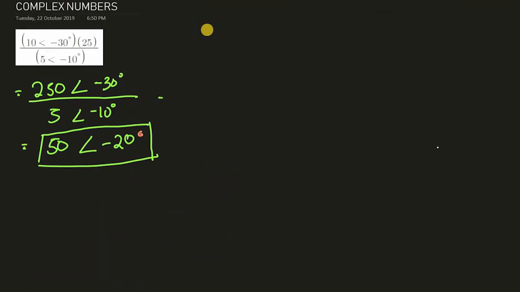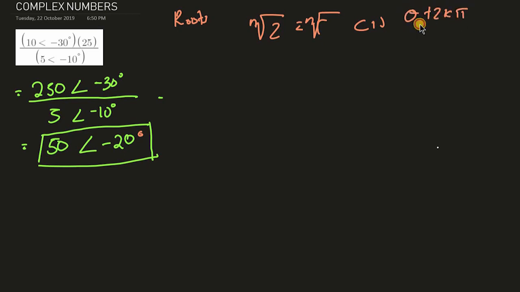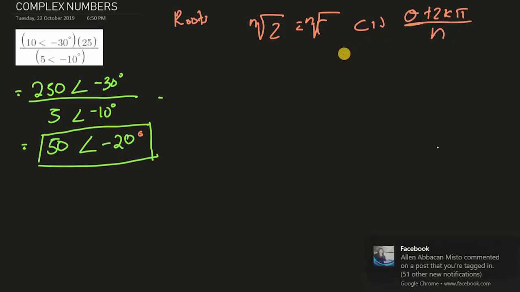So, we're finding the roots. To find the roots, basically, guys, we use De Moivre's Formula. Again, De Moivre's Formula: the nth root of z is equal to r to the 1/n, times CIS, that's using Euler's formula, of (theta plus 2k pi) over n.